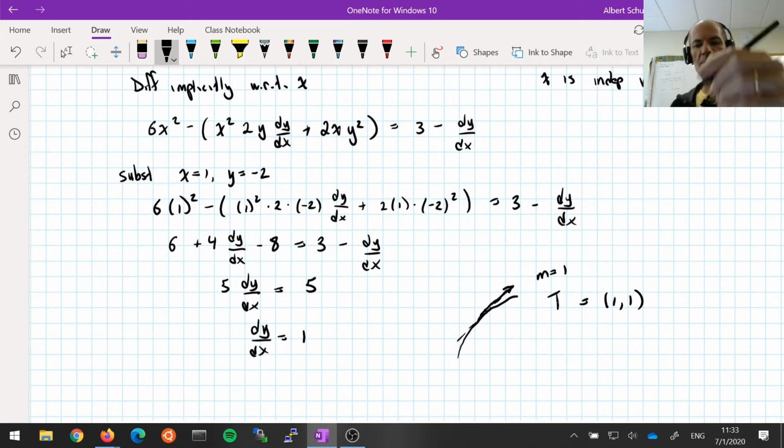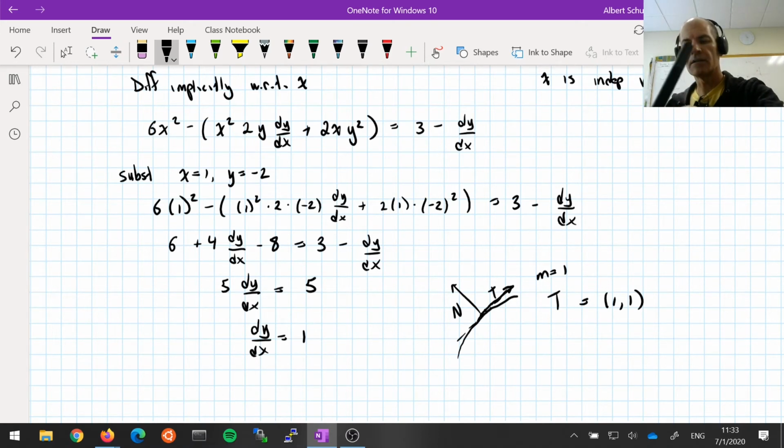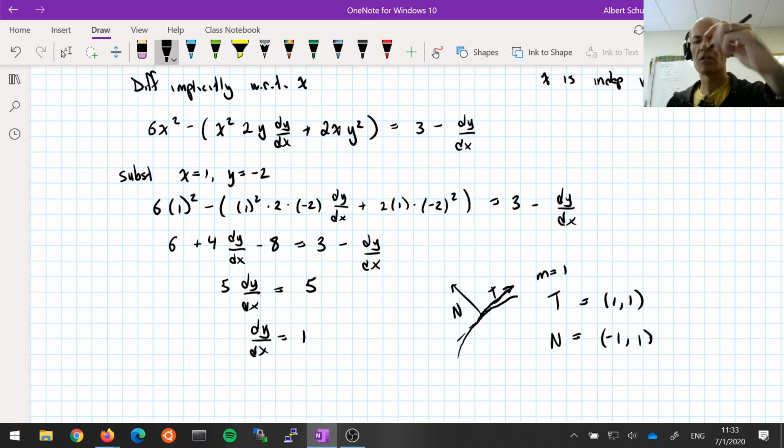And then how do I find a normal vector? So this is T. How do I find an N? Use that same trick that you learned a long time ago to find the perpendicular direction for a coordinate pair. Just switch the coordinates and change the sign on one of them. That's normal. How do I know that's normal? Take the dot product of T and N. You can see that it's 0, so they're clearly perpendicular.